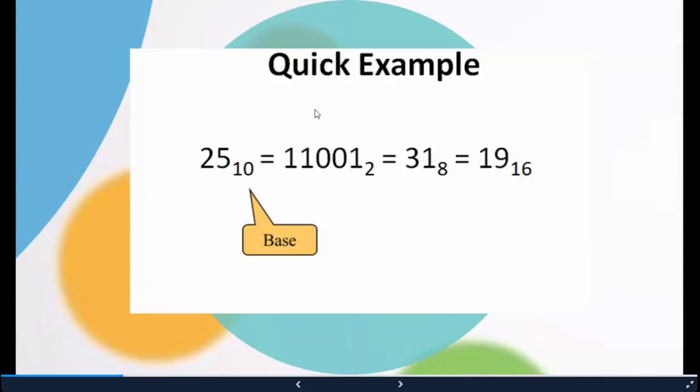Let's have a quick example. So 25 base 10, this is decimal. And the equivalent of that, this is base 2, this means this is binary. This is 8 base 8, this means that this is octal, and this is base 16, this means that this is hexadecimal. So there's a computation for that.